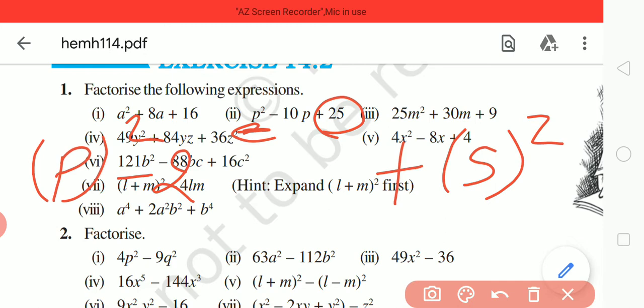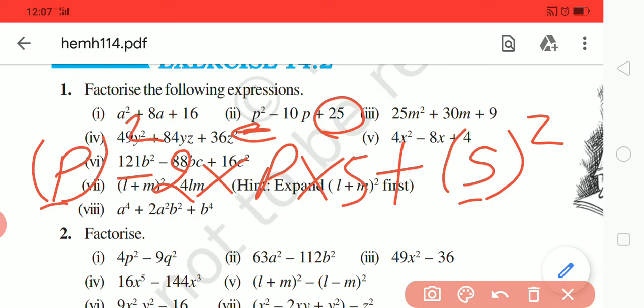You will write 2 multiplied by the multiplication of both bases, first and last. You will multiply p and 5. If you multiply, you should get minus 10p. If you get minus 10p, then our identity will be right. So 2 fives are 10p, right? So it is same as the middle term.